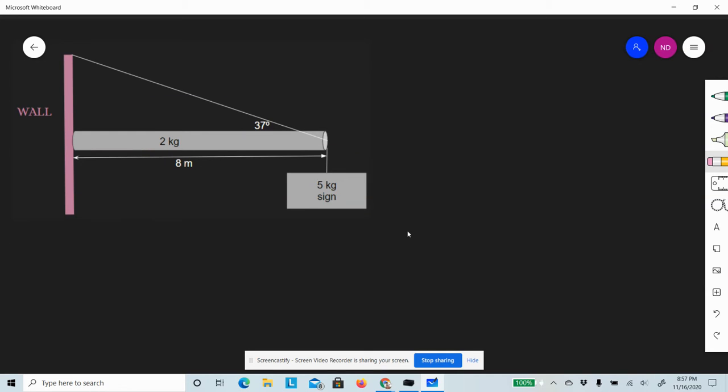Alrighty now, here we go. Torque problem, example number 4. Again, everything is in equilibrium. Very important to recognize equilibrium here.